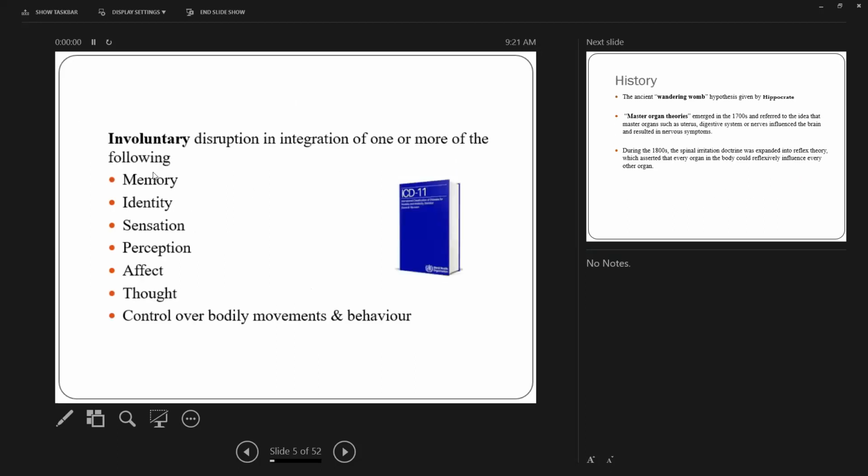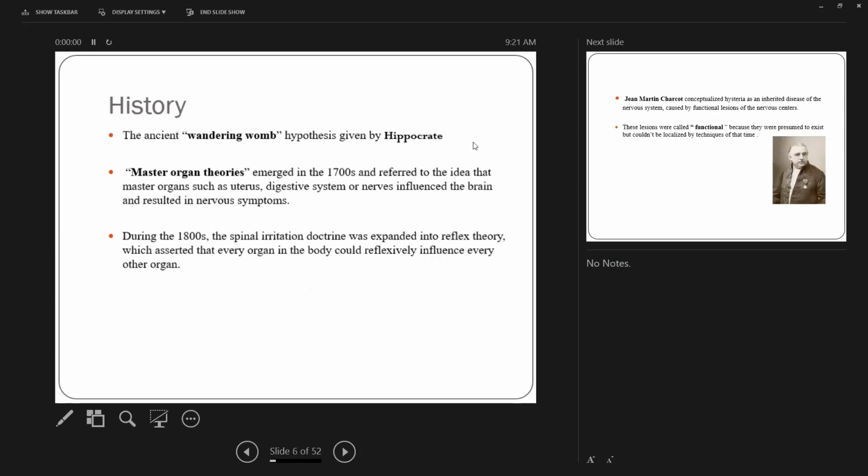In ICD-11, they have changed only one word: involuntary disruption or involuntary integration of one or more. The rest of the definition is the same as DSM-5. History. The ancient wandering womb hypothesis was given by Hippocrates. Then came the master organ hypothesis in the 1700s, and it refers to the idea that the master organs such as uterus, digestive system, and the nerves influence the brain and resulted in nervous symptoms.